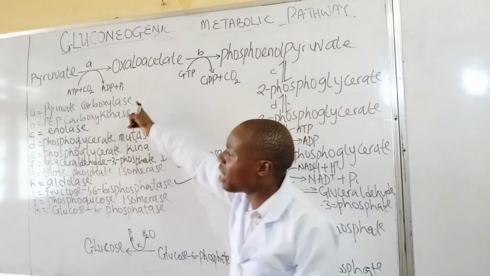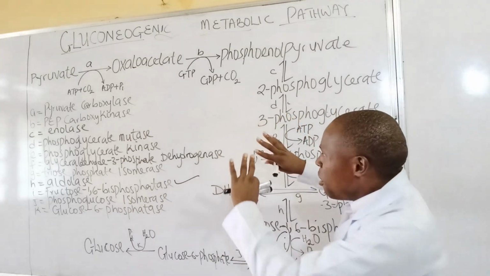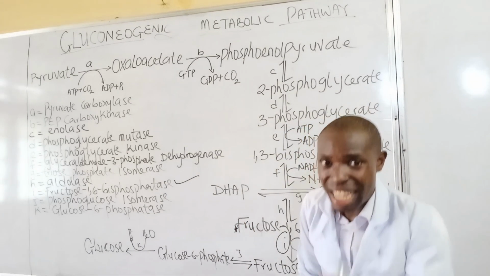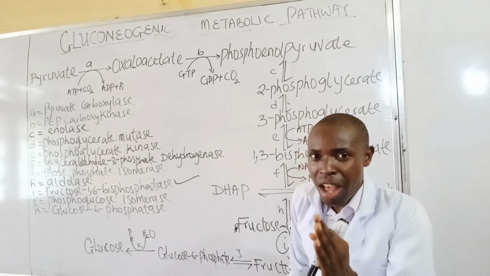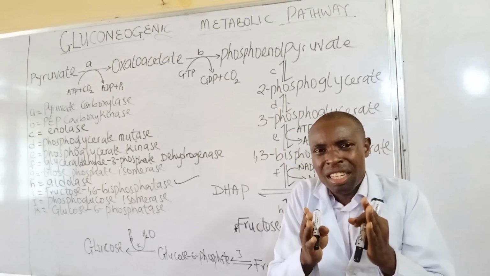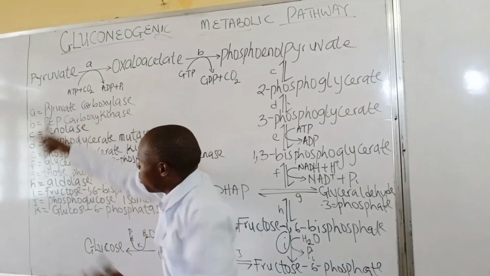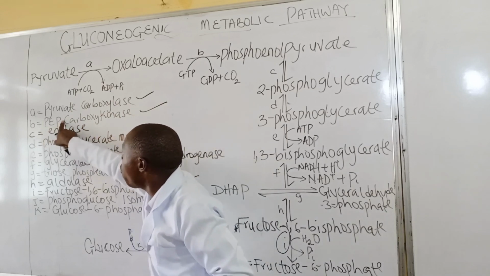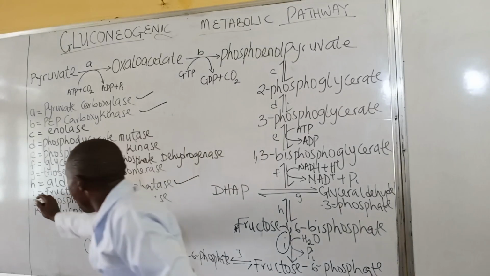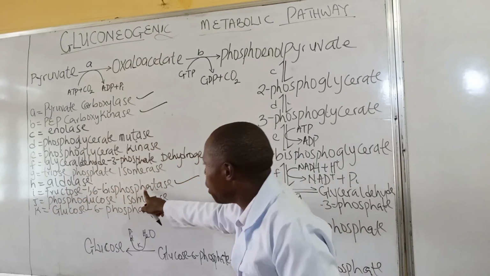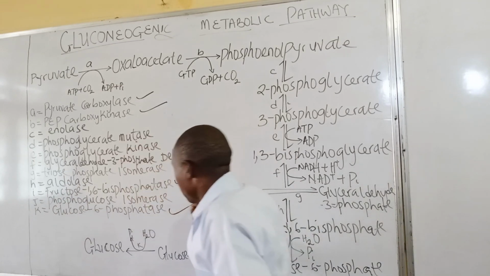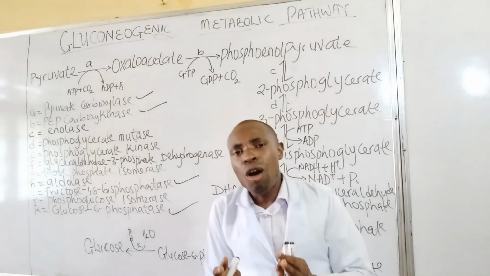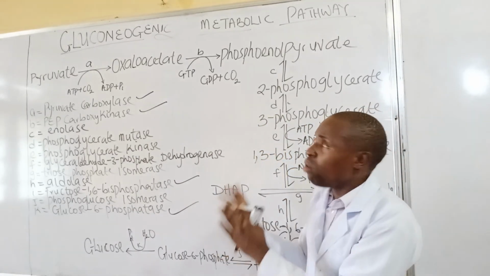On that very note, we understand the summary behind it: first of all, 11 steps are involved, and secondly, the 4 irreversible steps which are involved only in gluconeogenesis are: A, pyruvate carboxylase; B, phosphoenolpyruvate carboxykinase; then I, fructose 1,6-bisphosphatase; and lastly K, glucose 6-phosphatase.